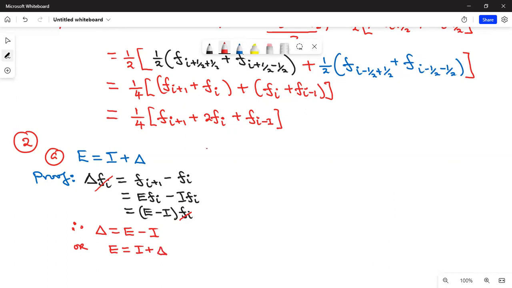Let's answer part B. Part B, what do we need to show? That the shift operator is the same as the identity operator minus the backward difference operator, and this is raised to the power of negative 1. So let us prove.